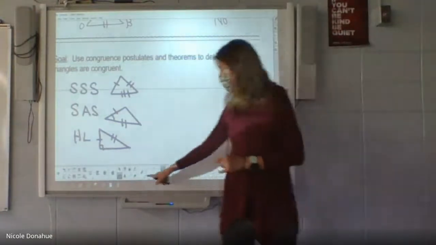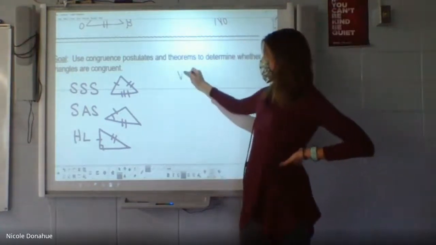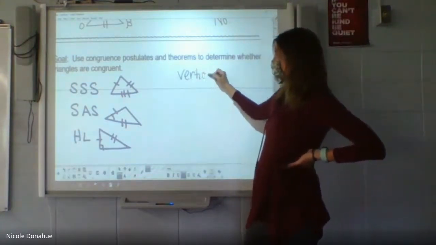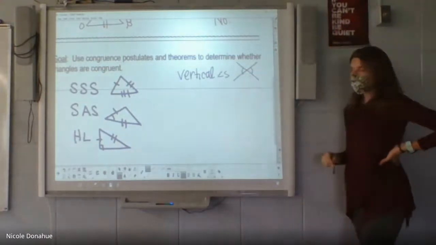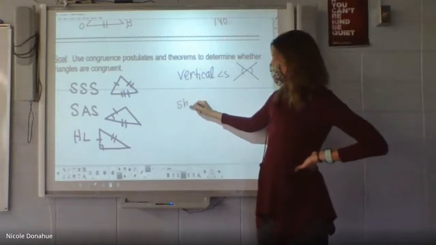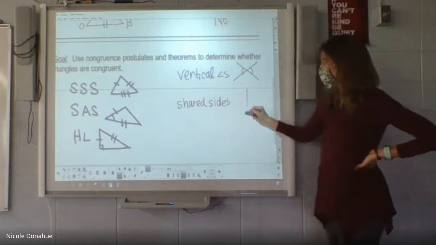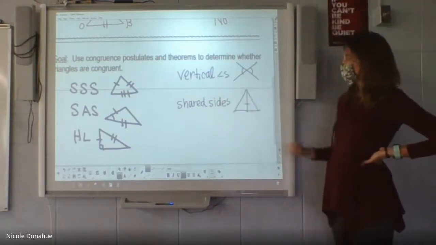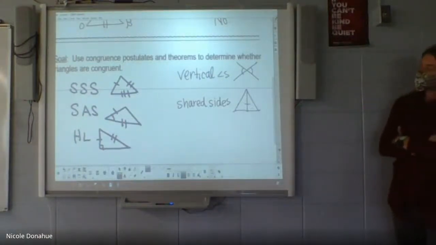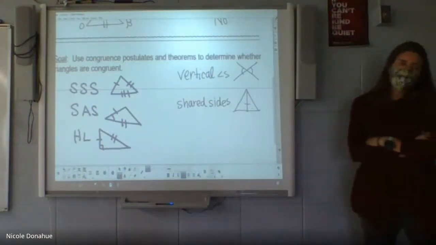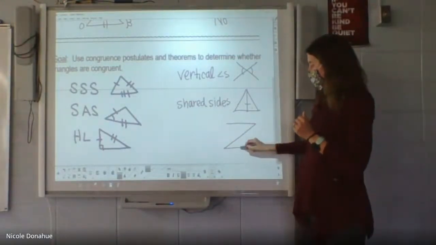Other things to watch out for, and what I mean by watch out for is just be aware of, is vertical angles. Those are really helpful. Watch out for those shared sides. That's when I have a side that is the same on either side. And then the other one that's not as obvious to watch out for is alternate interior angles when I have parallel lines.